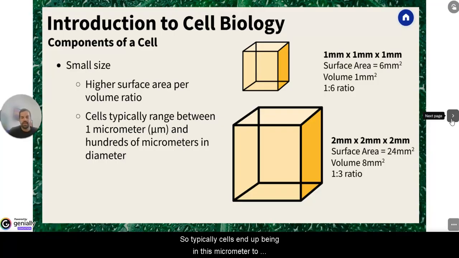Typically, cells end up being in this micrometer to hundreds of micrometers in diameter, with some exceptions, like I said. Large eggs are some of the largest cells in the living world, and so they can be pretty big. But generally, this function is what limits the structure. In order for it to function, it has to be relatively small.